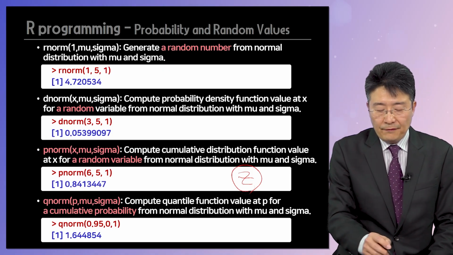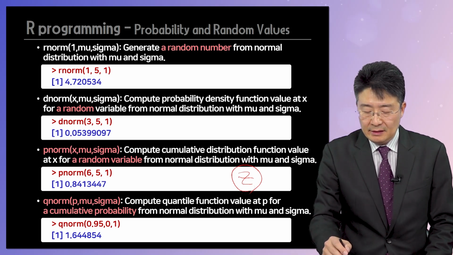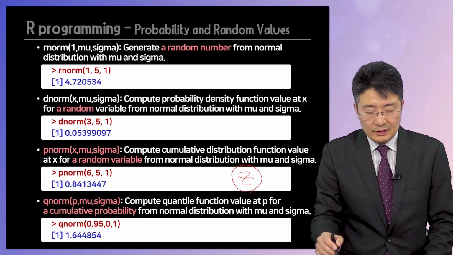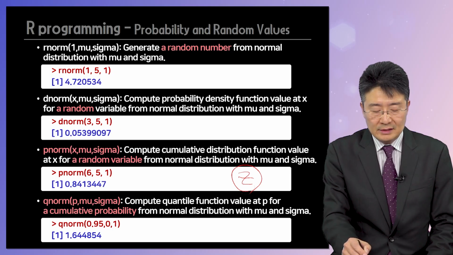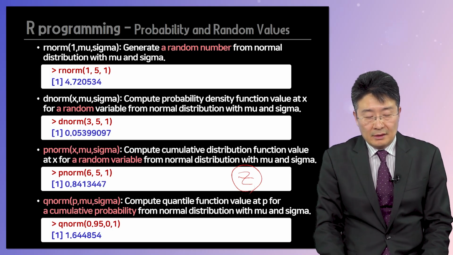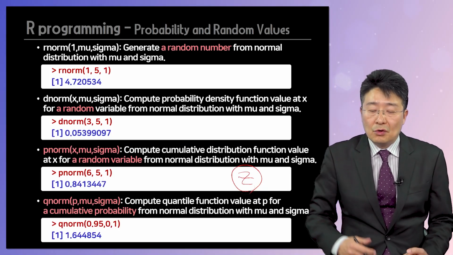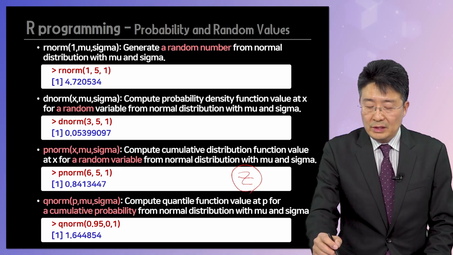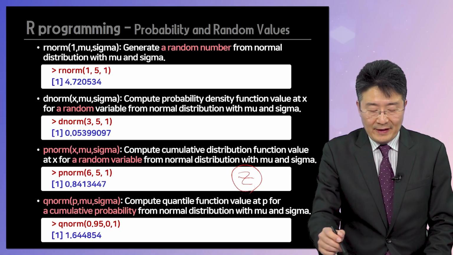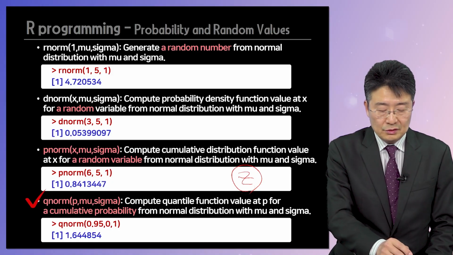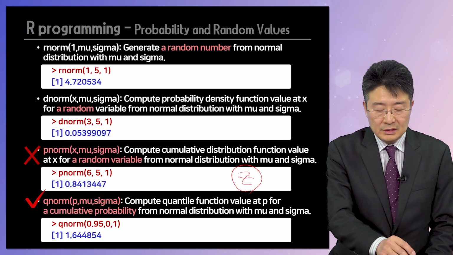Also, the qnorm function computes the quantile function value at P, the cumulative probability, from a normal distribution with mu and sigma. In deciding control limits of control charts, we need to get this G value. In order to get the G value, we need to use this qnorm function, not this one. So this is important.